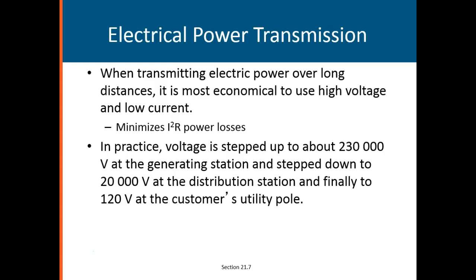In practice, the voltage is stepped up to about 230,000 volts. Very high voltage, okay? At the generating station, step down to about 20,000 volts at the distribution station, and finally to 120 volts at your own utility pole.